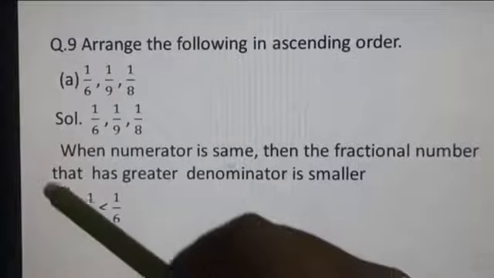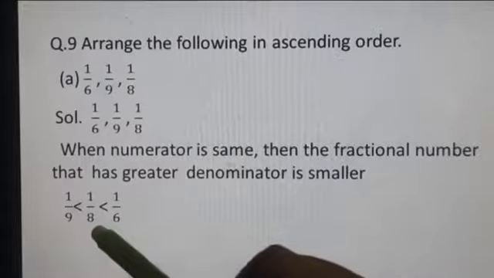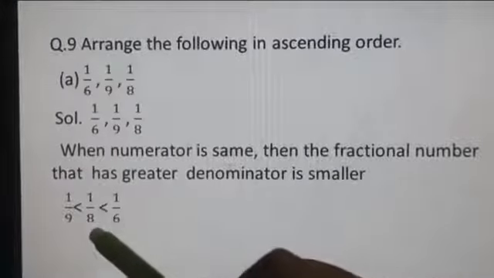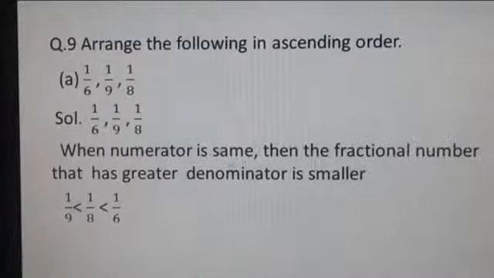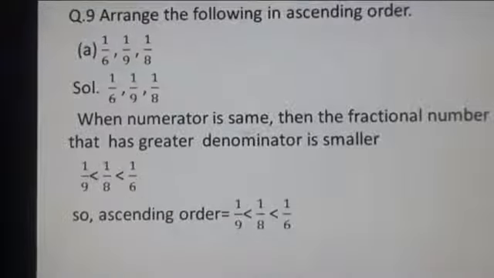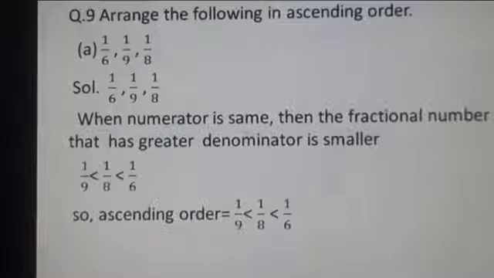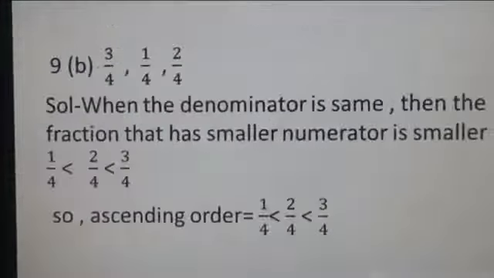So we will write down 1 upon 9 is smaller than 1 upon 8 and 1 upon 8 is smaller than 1 upon 6. So we will write down at last, ascending order is equal to 1 upon 9 is smaller than 1 upon 8 and 1 upon 8 is smaller than 1 upon 6.